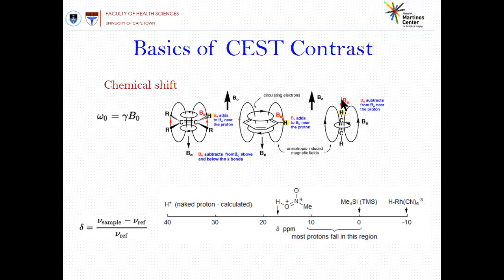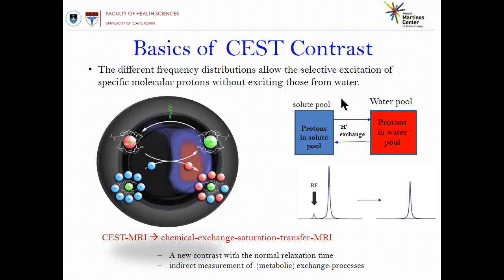So chemical shift is the basis of CEST MRI. We all know that protons of different molecules experience different ranges of magnetic environment and shielding effect from the surrounding electrons. Due to this, different molecules will have a different Larmor frequency. So this frequency distribution allows us to selectively excite specific molecular protons without exciting other molecules.